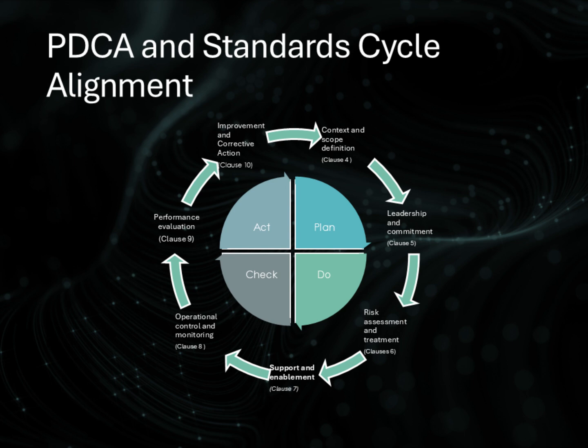From there, we move into do, where the system is enabled through resources, competence, and awareness in Clause 7, and then executed through operational control and implementation in Clause 8. Next is check, where performance is evaluated through monitoring, internal audits, and management review in Clause 9. And finally, act, where improvement takes place through corrective actions and continual enhancement in Clause 10. What this shows is that all standards follow the same life cycle, which is what allows organizations to build one integrated system that continuously improves over time.